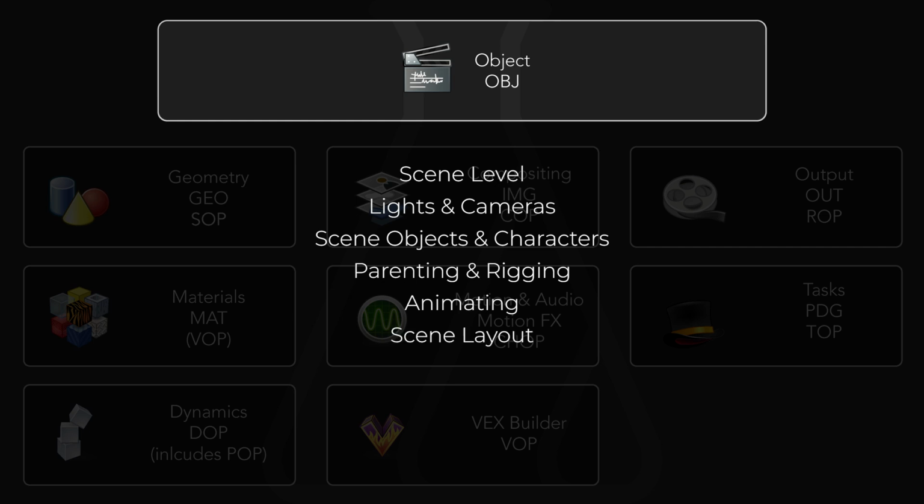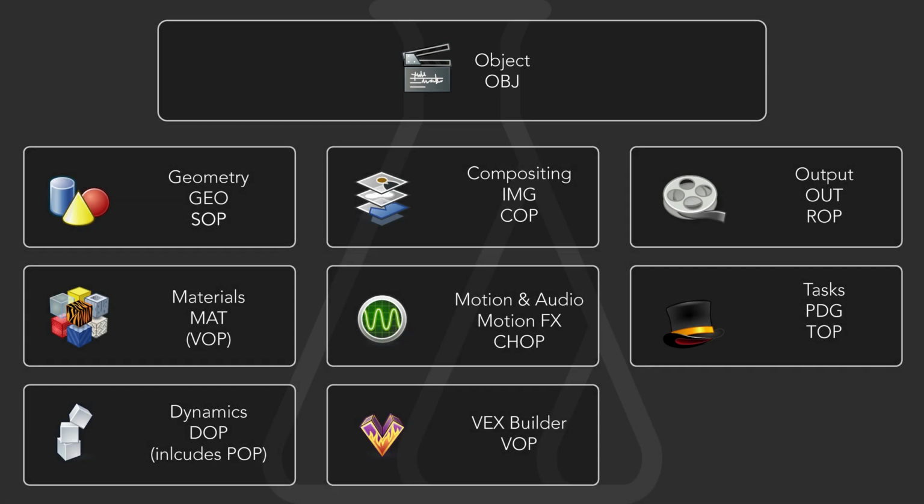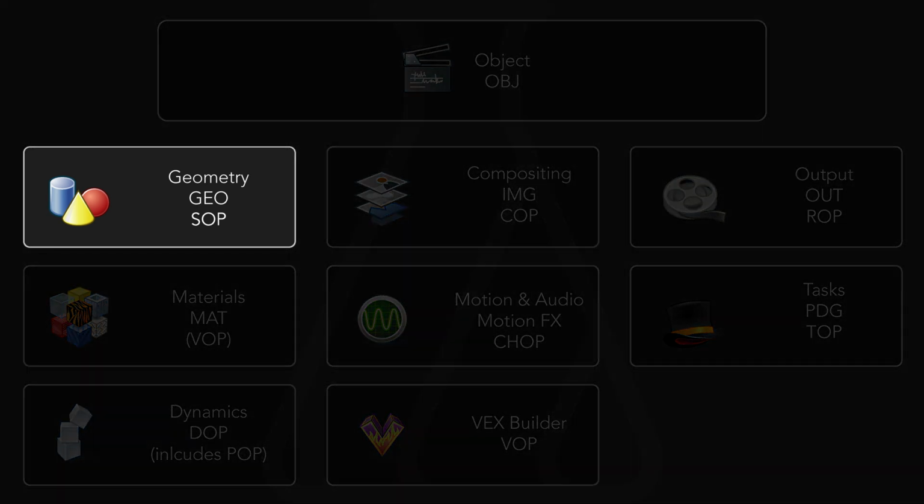We might arrange and position a number of smaller objects together to collectively form a single larger object at the object level, but we don't really do any modeling work in the object context. All the tools we need for building, manipulating, and deforming geometry are found in the geometry context. If we were to continue thinking of Houdini as a virtual film studio, then the geometry context is the workshop or the prop building department.